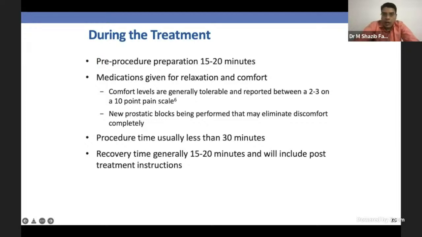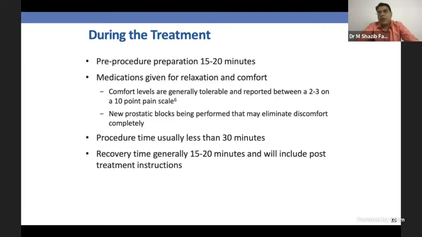So now, how do these in-office treatments or OPD-based therapies work? It's basically a pre-procedure preparation of about 15 to 20 minutes. Medications are given for relaxation and comfort, mostly done under local anesthesia. So no GA or spinal anesthesia is required. Or nowadays we can have prostatic nerve blocks, which eliminate the discomfort completely. Studies have shown that the pain is very easily tolerable, about 2 to 3 points on the pain scale. Procedure time is less than 30 minutes.